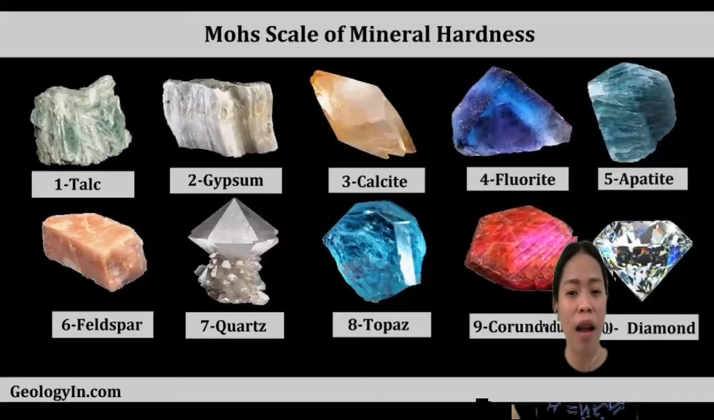He classified rocks according to their hardness. So this is it. According to Mohs scale of mineral hardness: talc, gypsum, calcite, fluorite, apatite, feldspar, quartz, topaz, corundum, and diamond, which is said to be the hardest mineral.